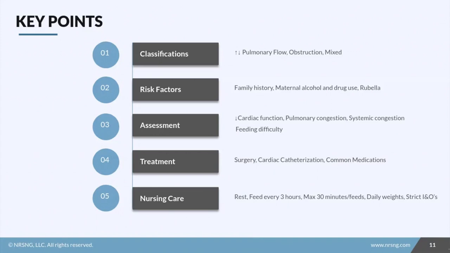All right, you guys, like I said, this lesson is setting the stage for you to go on and learn about the specific cardiac defects that we see in kids. So let's just go over the key points for this one. So remember, heart defects are classified according to how they affect blood flow in the heart. So you can have increased or decreased pulmonary flow, you can have blood flow that's obstructed, or you can have blood that's getting mixed in the heart.